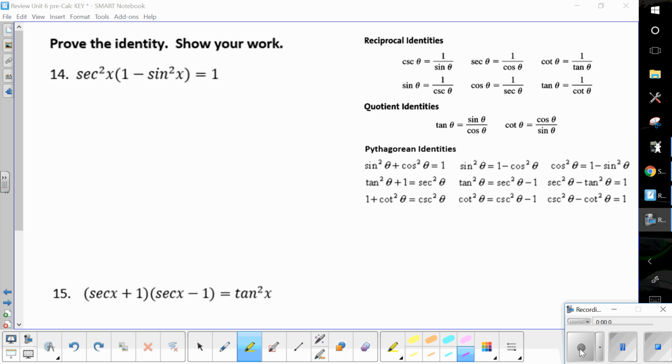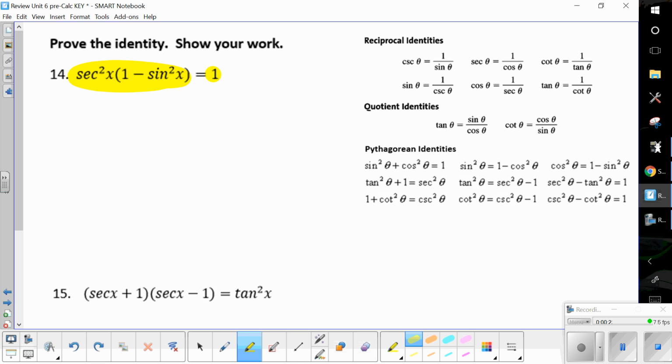Okay, we are proving identities. Now, this is not like your typical geometry type proof, so don't panic. This is more some algebra skills, basically. I'm using these trig identities over here on the right, and I'm using some basic algebra skills to try to turn all of this stuff here into 1.